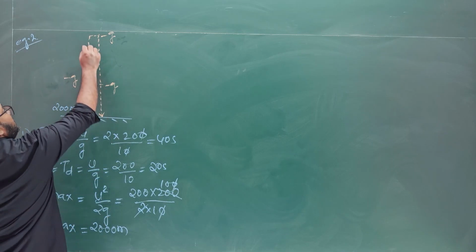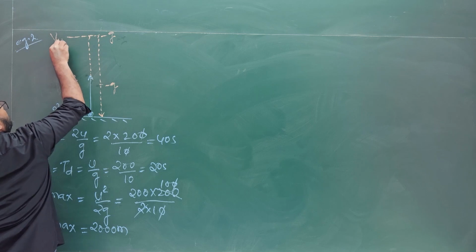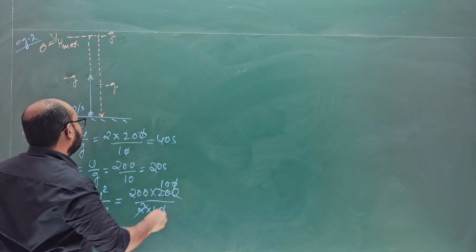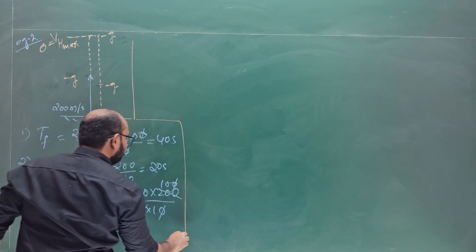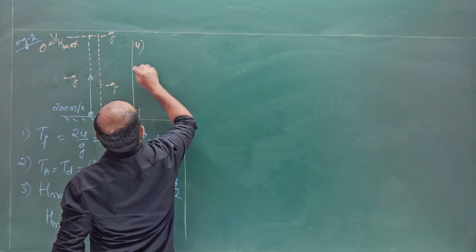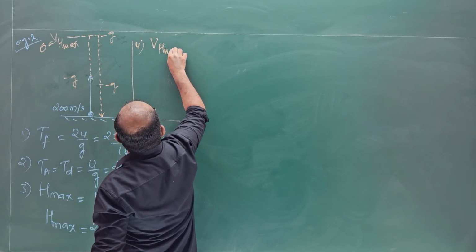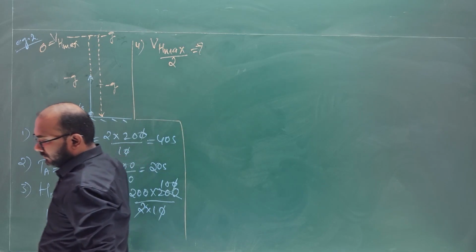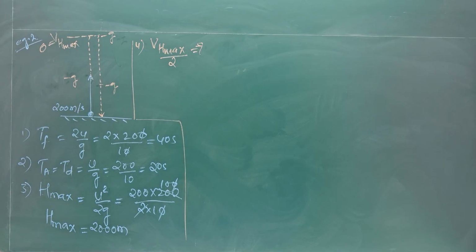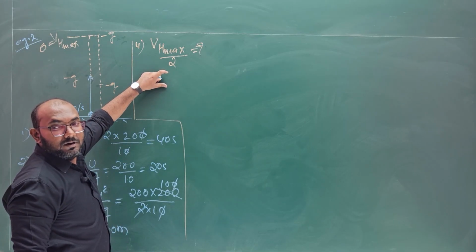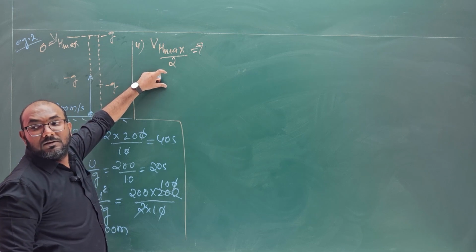Okay, then next, what is the velocity at h max? Velocity at h max, tell me. 0. Very good. Okay, the next question number 4, find the velocity at h max by 2. Anyone got the answer? You got how much? 100 root 2. Anyone else? You? 100 root 2.